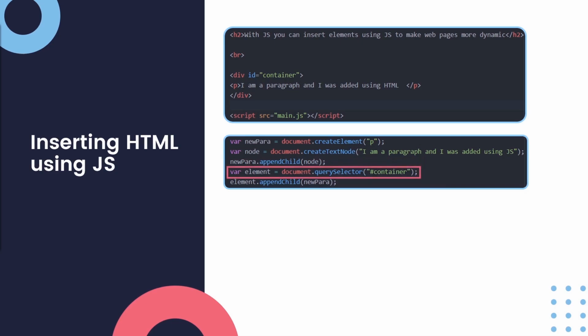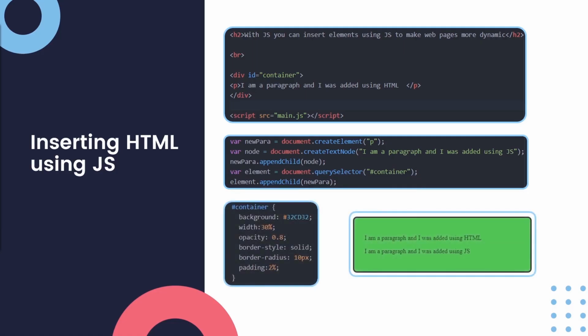After which we call the appendChild method on the node that we just created earlier. And then in this line of code, essentially what's happening is we're grabbing the container that already exists in our HTML code with an ID of container. And then we append the node that we just created, the new paragraph. We append that to the container that we just grabbed. And this is what our output looks like. And what we see here is that we can distinguish between two paragraphs, one that was created using HTML and one that was created using JavaScript.